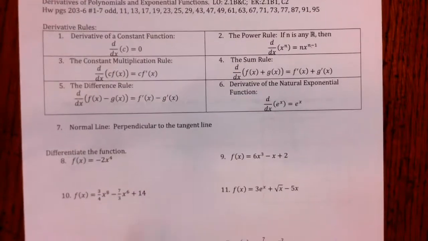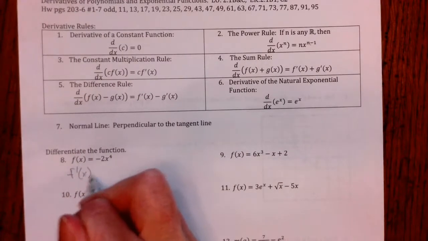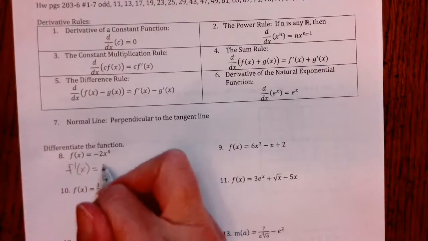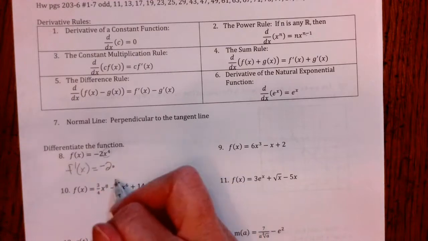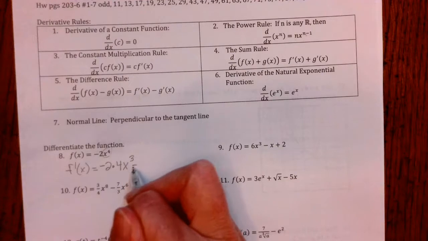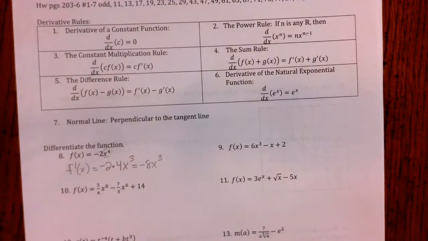To practice these, we're going to start with negative 2x to the fourth. Negative 2 is a constant being multiplied. It gets carried along by the derivative of x to the fourth. Exponent goes in front, reduce the exponent by 1. We get negative 8x to the third for its derivative.